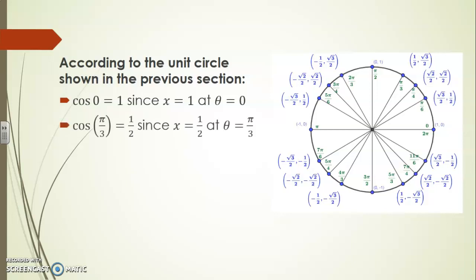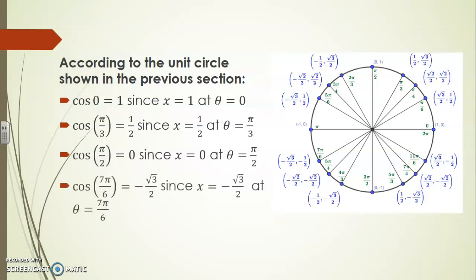When it comes to pi over 3, the cos of pi over 3 is a half, because once again, if you focus on the x-coordinate, you'll see that 1/2 is what is revealed. Likewise, cos at pi over 2 is 0, because the x-coordinate is 0 at pi over 2. At 7 pi over 6, the x-coordinate is minus root of 3 over 2, etc.